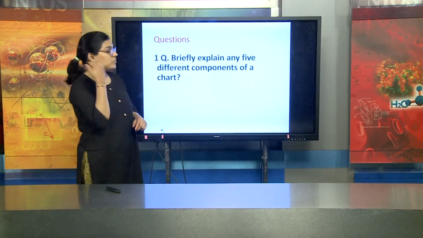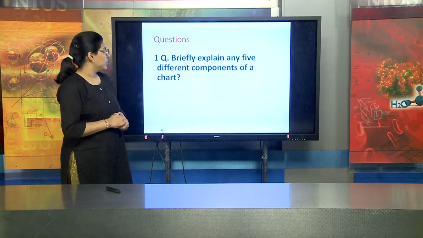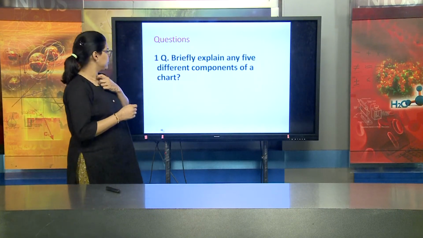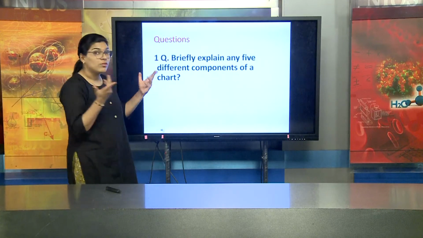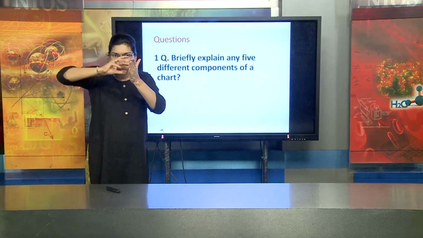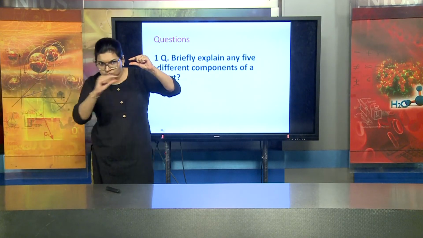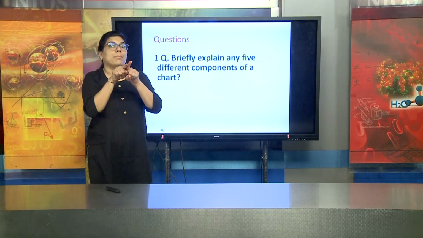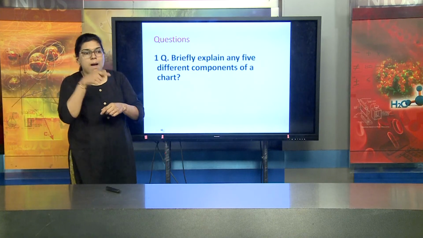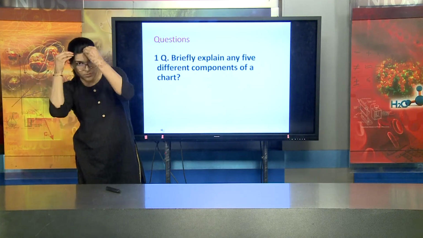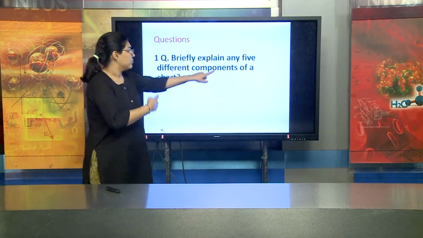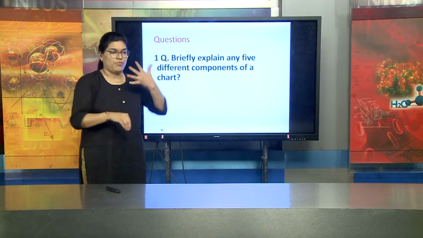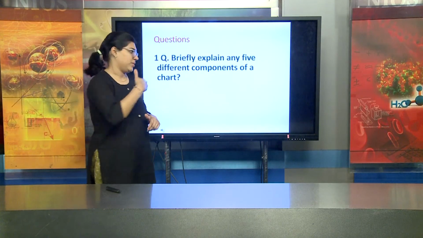So now let us begin our exercise. This is question number 1. This question I will tell you in brief. This question is asking that you have to briefly explain any 5 different components of a chart. All those points which I have already explained. So you have to think yourself. You have to just remember all those points again. And then after remembering, you have to try yourself to find and explain any 5 different components. I hope it is clear.